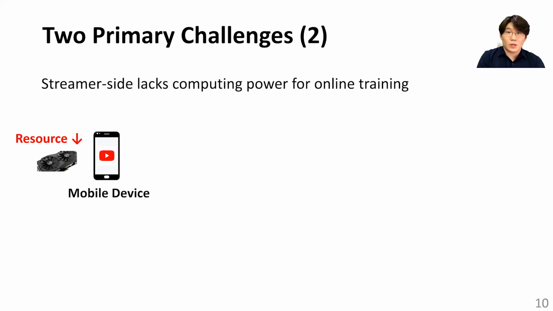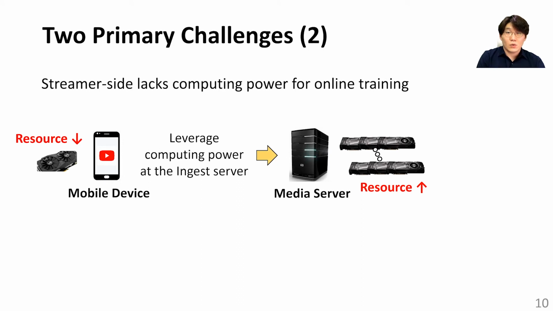Second, to train the DNN online, it requires powerful computing devices, but the computing power at the streamer side is heterogeneous. Instead, we can leverage the computing power at the ingest server, which is typically a cloud environment with ample computing resource. However, the challenge is that ground truth labels for online training are not available at the media server.